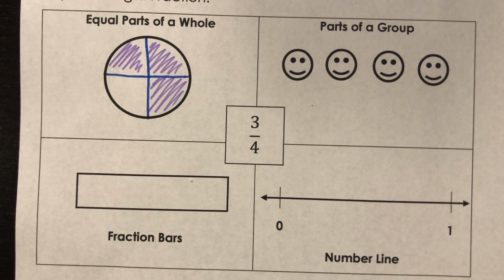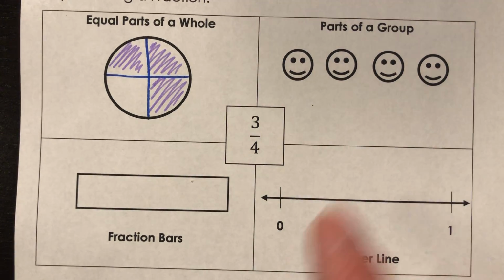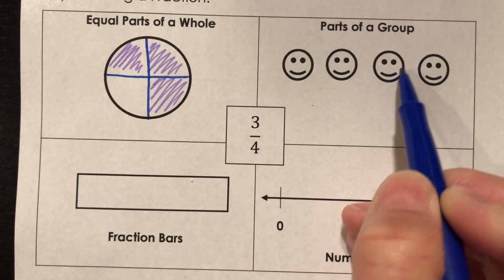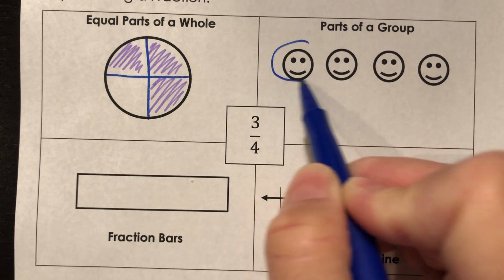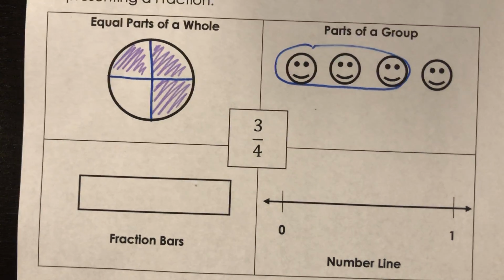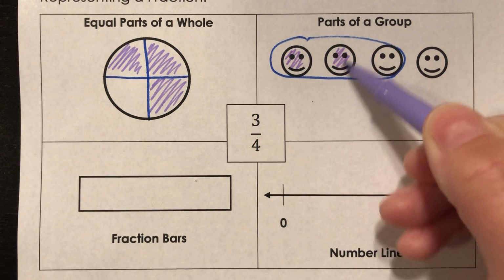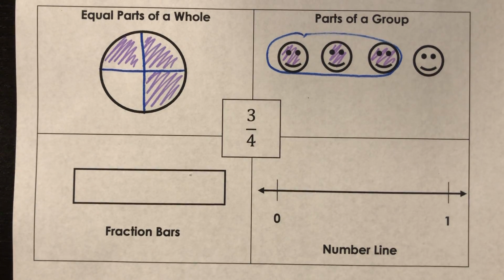Another way to express or represent a fraction is parts of a group. So let's say I said 3 out of 4 students prefer juicy fruit gum over extra. To show 3 out of 4 students, here's my 4 students. 3 out of 4 means I could circle 3 of those like this. That would show 3 out of 4 if I said how many are in the circle. Or I could, if I wanted, just shade 3 of those. And that would also show 3/4. So that would be parts of a group.